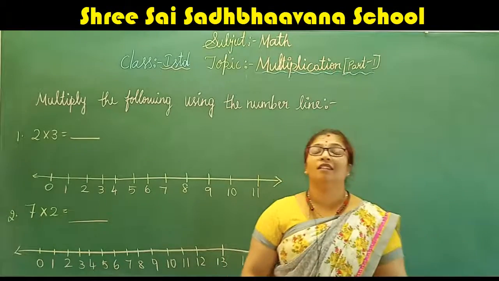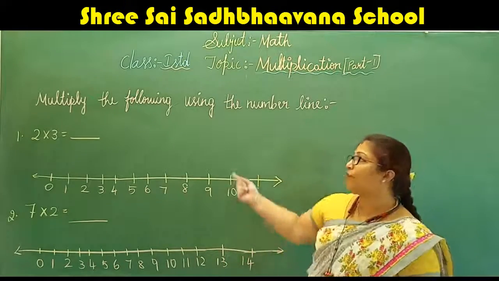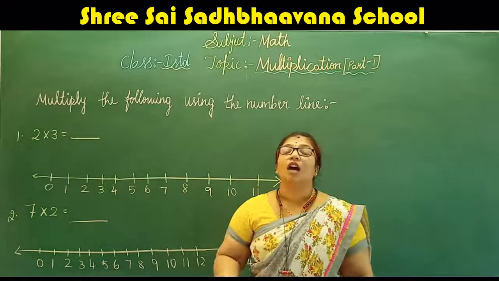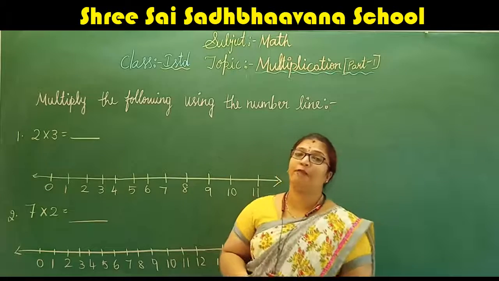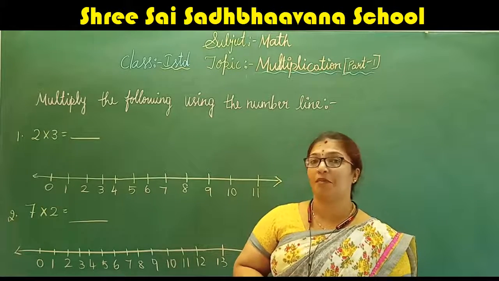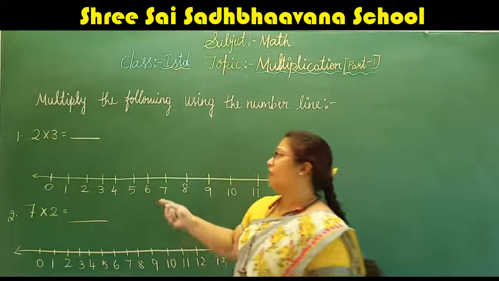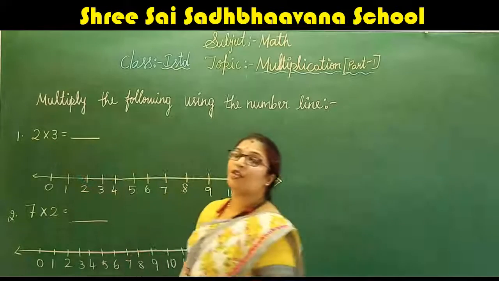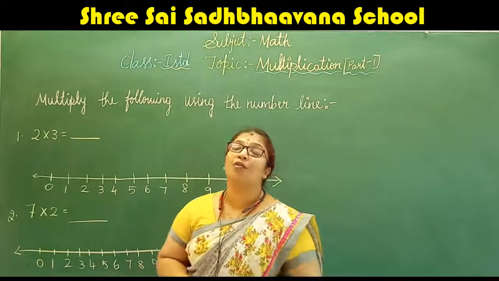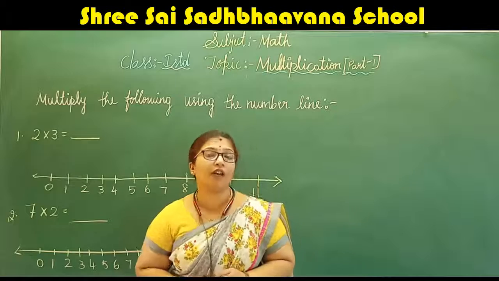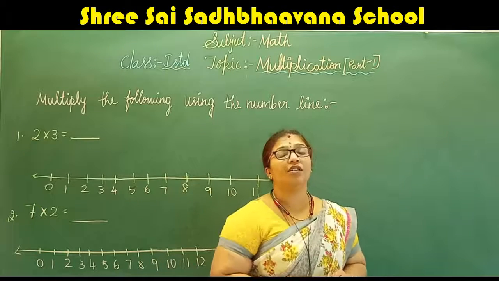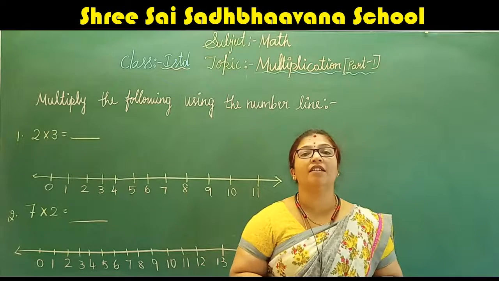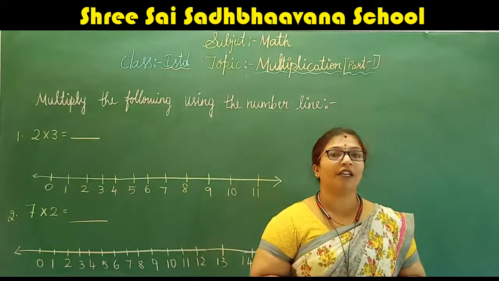So next they have given you on page number 92, multiply the following using number line. So addition also we did in the same way. So here in the multiplication we have to do it. They have given you a number line. They have given you 2 into 3. 2 into 3. So what you have to do? 2 into 3 means how many times you have to repeat the 3? 2 times or 3 times?